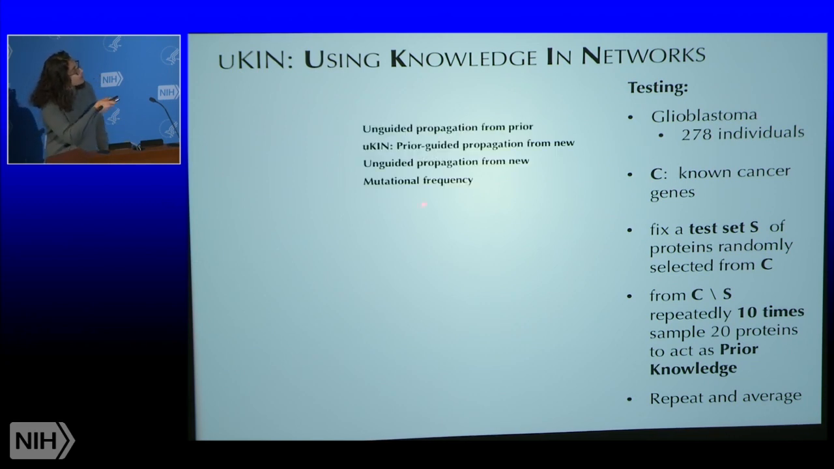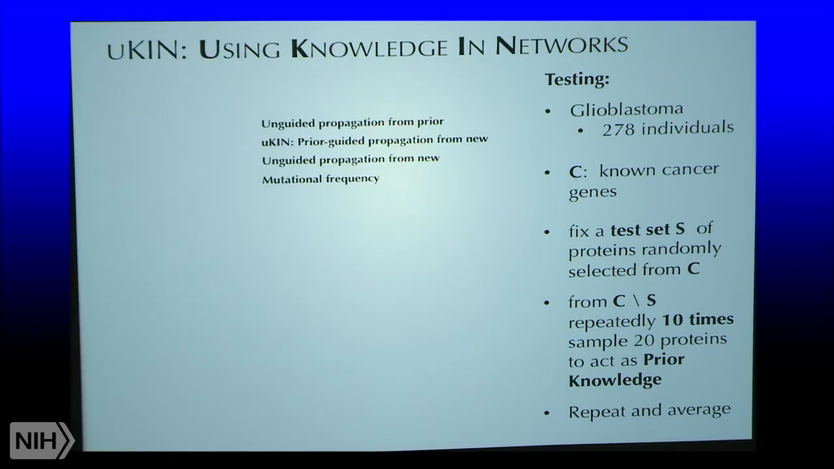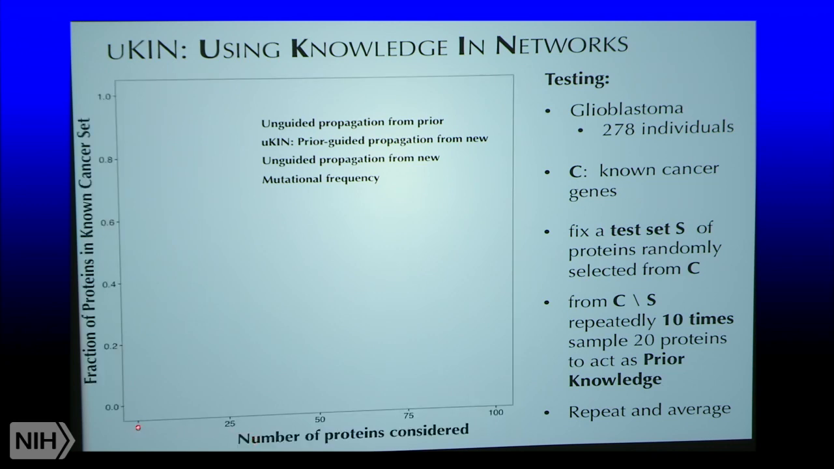And so what do we want to compare? We want to compare our approach, UKIN, which has this prior guided propagation from new information. We want to compare it to an approach that just does unguided propagation from prior data. This is something that people have done for many years. And we also want to compare it to unguided propagation from new data, which is something that people have started to do in the last few years as this type of data has become more common. And then finally, just as a sanity check, we can compare against just ranking all genes by mutational frequency. And again, we're going to consider this type of plot where we consider a larger number of proteins, and we're going to ask what fraction of proteins are in a known cancer set.